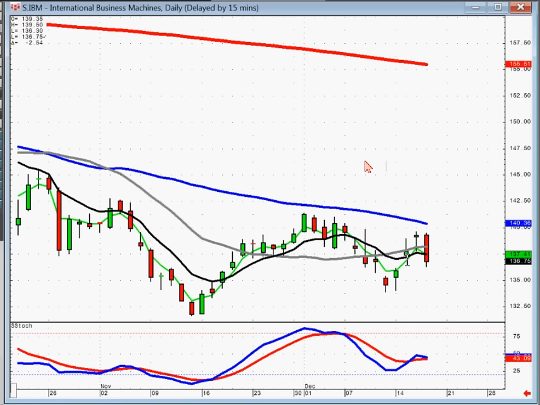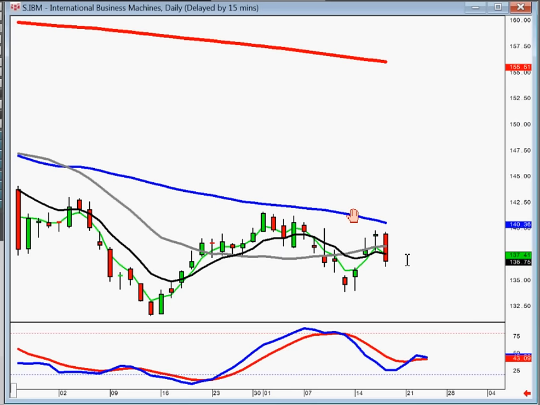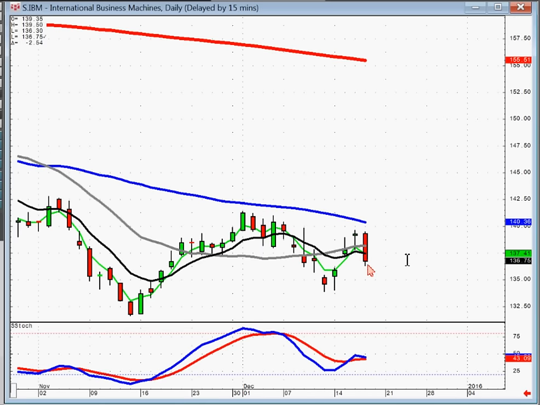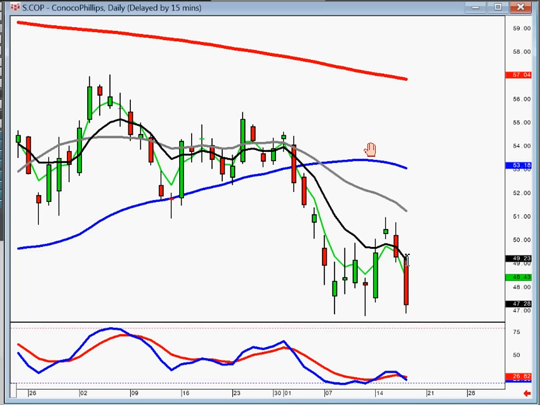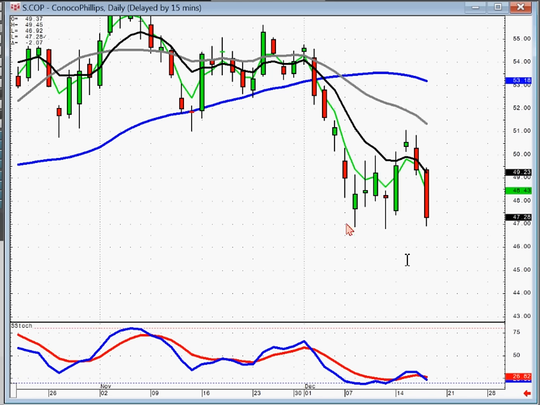IBM, I would have closed this one out because what was it telling us? We could already see you're in a downtrend. Now we've had another sell signal closing below the T line. I'd be out of IBM. ConocoPhillips, same scenario. At this point, I'd be ready to go short if it opens weaker tomorrow because now you've got that bearish scoop pattern or bearish J-hook pattern.